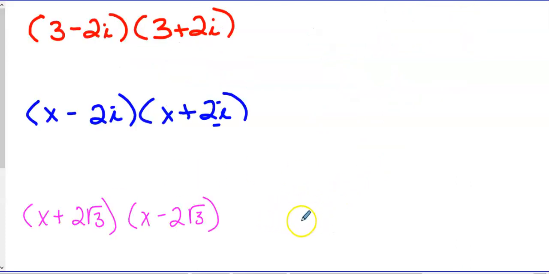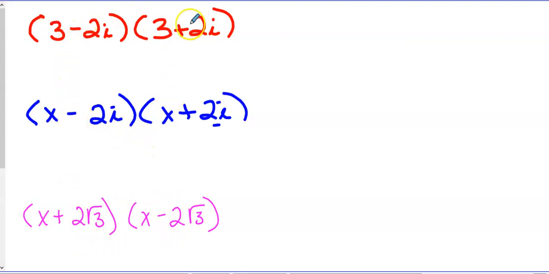So let's look at a couple other examples that have complex numbers. This is like a factor for a polynomial function, and down here we've got factors for a polynomial function as well. Just want to practice a little bit with these.